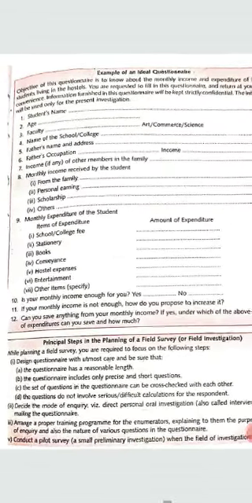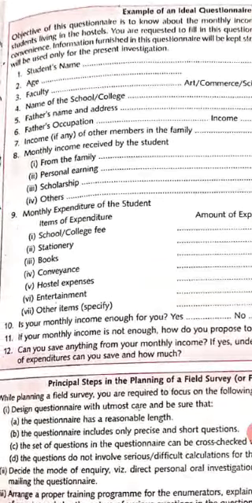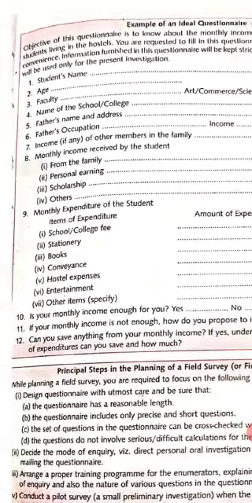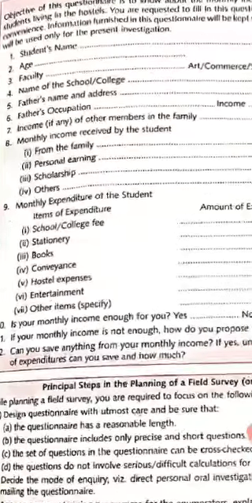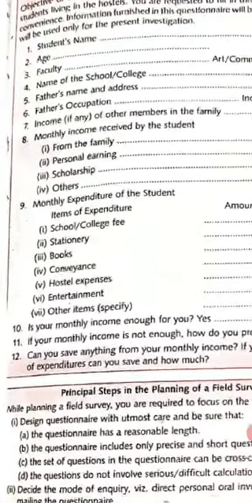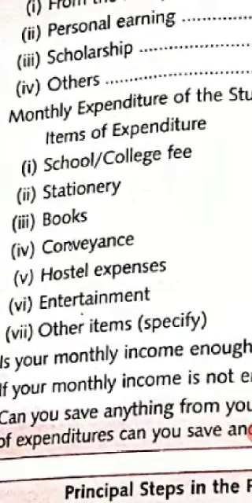The information will be used only for the present investigation. So what has to be filled here? Student's name, age, stream, college, father's name and address, father's occupation and income, total family members, what is the monthly income received by the student, like from the family, from personal earning, any scholarship, what is the monthly expenditure of the student on school fees, on stationery items, on books, on conveyance, hostel expenses, entertainment and others.